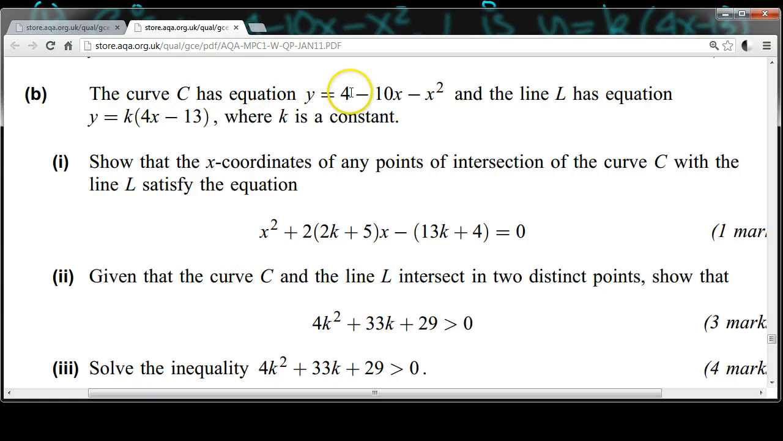The curve C has this equation, and the line L has this equation where k is a constant. Show that the x-coordinate of any points of intersection of the curve C with the line L satisfy this equation here. Given that the curve C and the line L intersect at two distinct points, show that this inequality holds, and then solve this inequality.